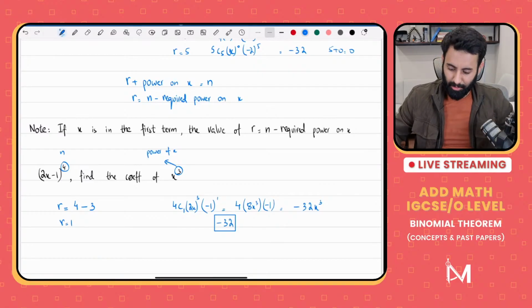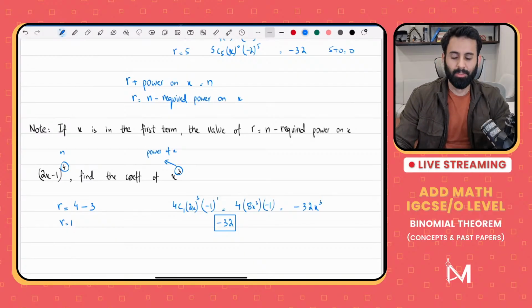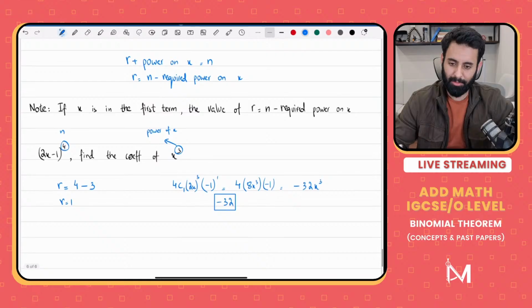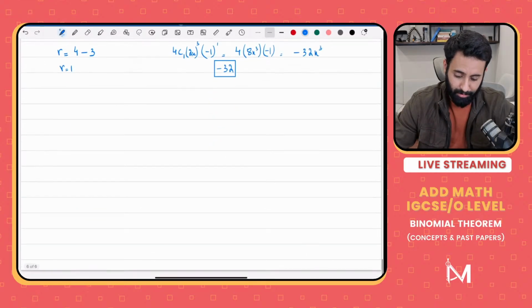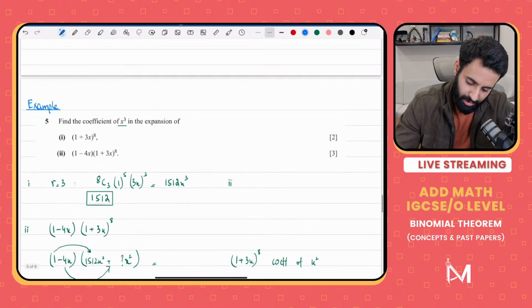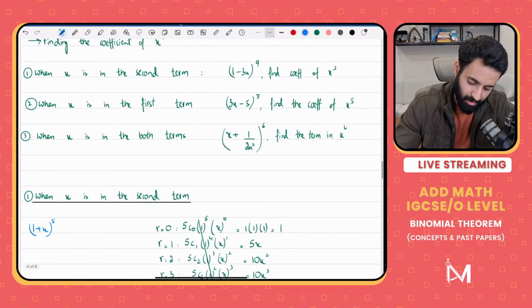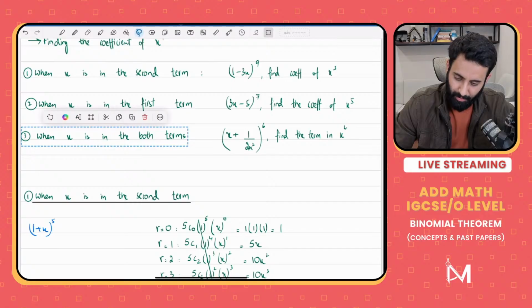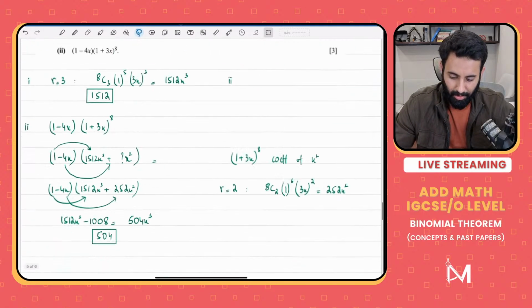Now, like I said, there are rarely any past paper questions on the other case, so we're not going to waste time practicing something that's not tested very often. Instead, I'd like to do the third and final case, which is when x is in both terms, because this is also very common. I would say that this, along with the first one, is equally common.